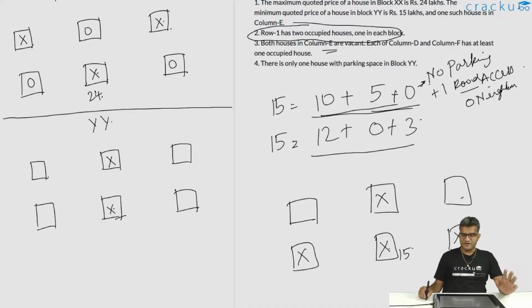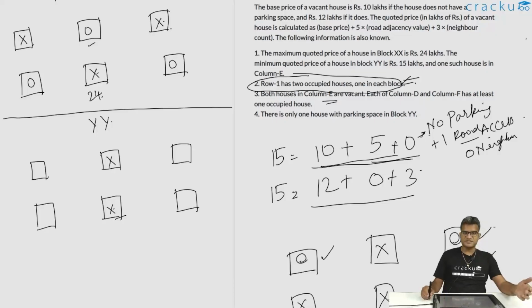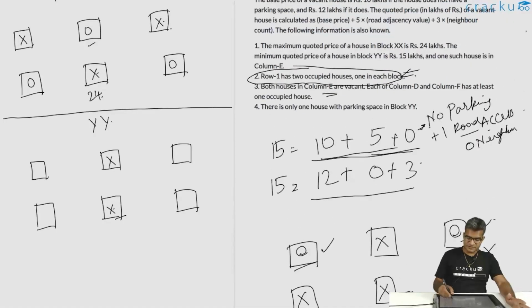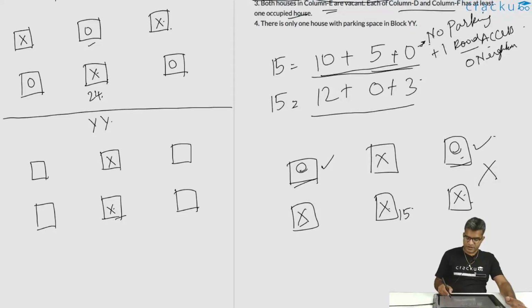We are also told that at least one house in D and one house in F is occupied. So both of them have to be occupied. Now how many houses are occupied in row 1? We already know that B2 is occupied and we are getting 2 houses which are occupied in block YY. That is a contradiction. Why? Because we are told that row 1 has 2 occupied houses, 1 in each block. In block XX, we already know that it is B1 which is occupied. In block YY, in this case, we are getting 2 houses as occupied, because column D and F have at least one occupied house, and D2 and F2 are vacant. So this case can't exist.